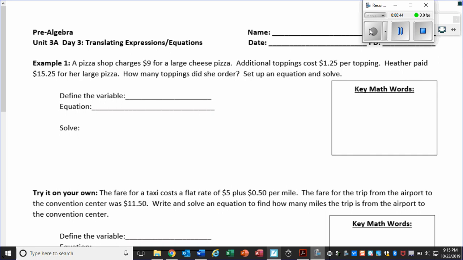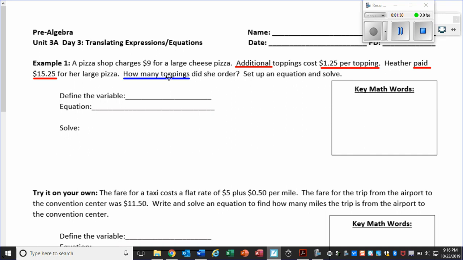Okay, so some of you might be thinking, oh, I can solve this, no problem. It's not just about finding an answer. We also need to be able to write an equation from a word problem. So we just read the problem. Now we're going to go back through and underline some of those important details. So, pizza shop charges $9, we should underline. Additional toppings cost $1.25 per topping. Heather paid $15.25 for her large pizza. They're asking how many toppings did she order.